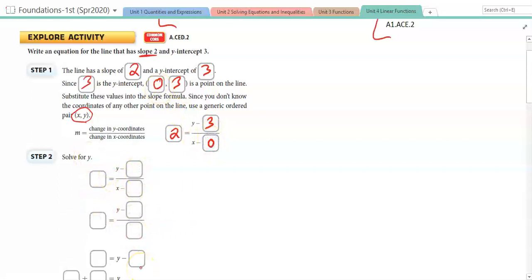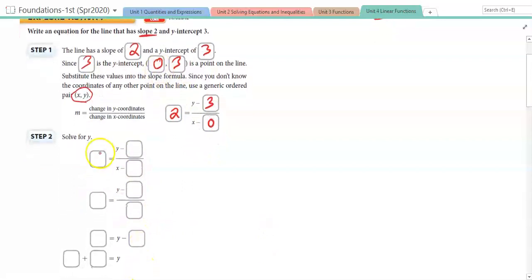Now, they've got all the boxes here, and we're going to see how this manipulates across. So we've got 2 is equal to (y minus 3) over (x minus 0). The 2 will stay here. Nothing's going to happen to it yet. And we've got y minus 3 here. But x minus 0 is going to give you what? x, right? Now, my end goal is to get this y by itself. So what could I do to get the y by itself? Well, we can multiply both sides by the x. And when we do that, we're going to get 2x is equal to y minus the 3.